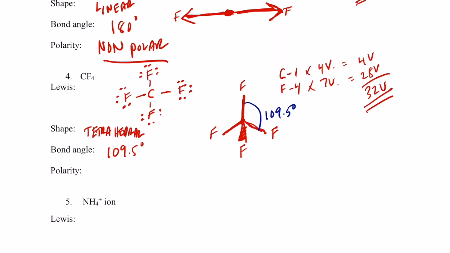Alright, so let's figure out the polarity. We have a spaceship pulling that way, out of the paper here and here. Is that carbon in the middle going to go anywhere? It's not. So this guy is also nonpolar.